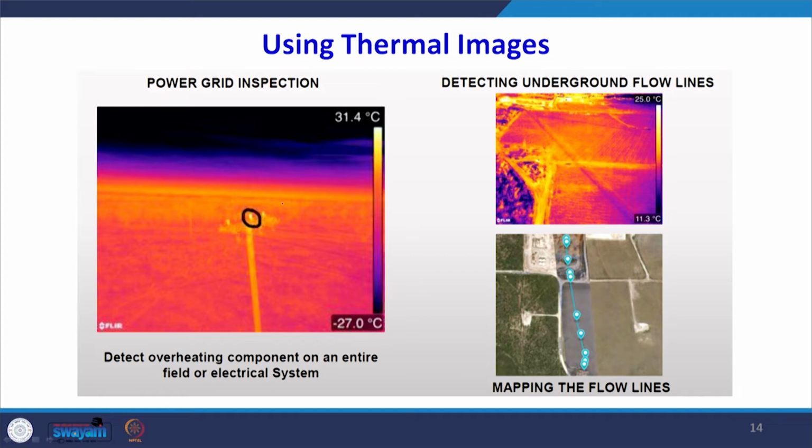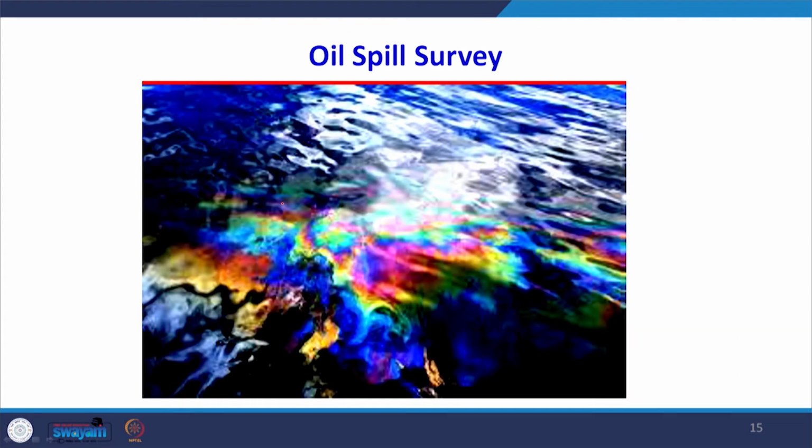Because of the water which is coming out at jet speed, you will find the temperature there is low as compared to the temperature in the surroundings. So, one can identify that particular spot where the leakage is taking place.